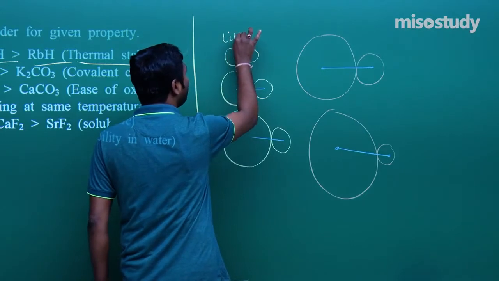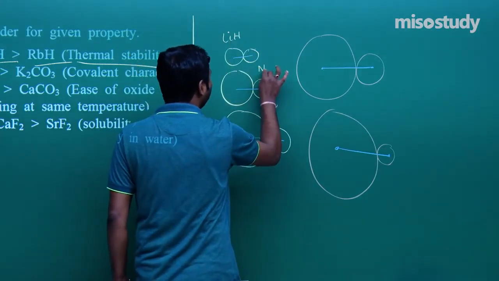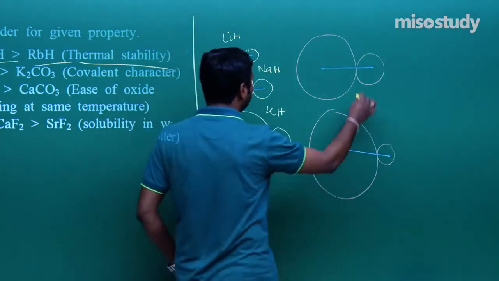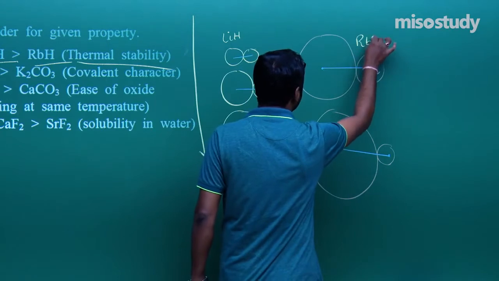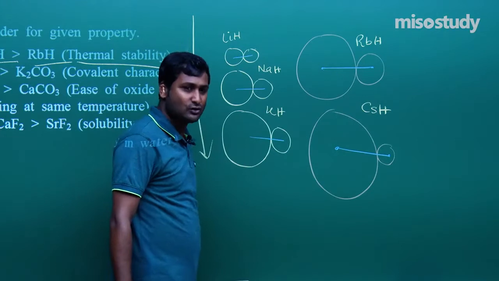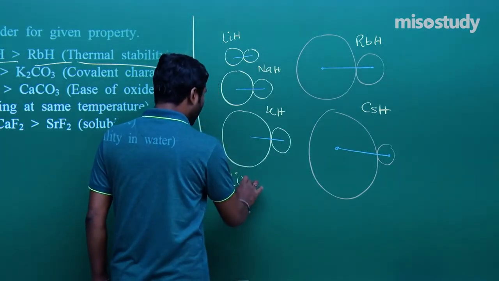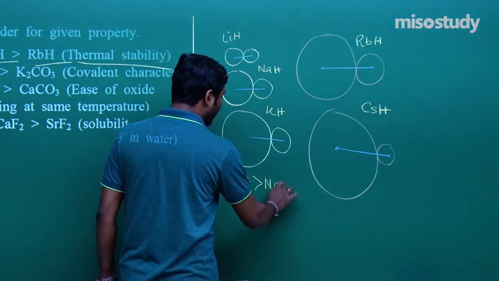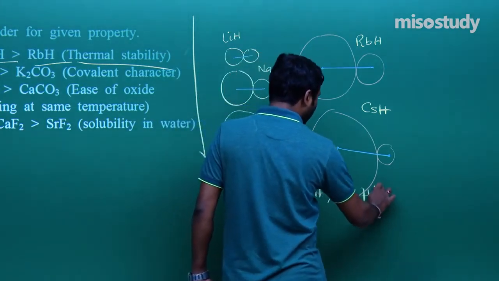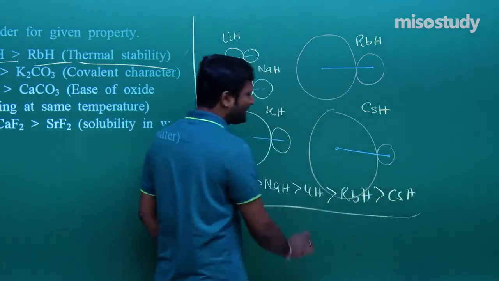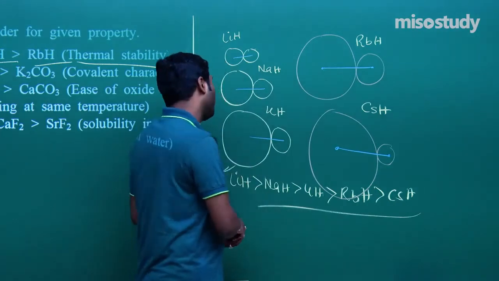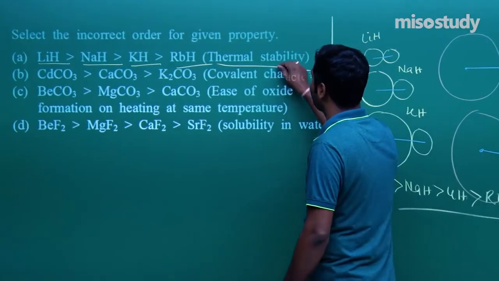LiH is more thermally stable. Then there comes NaH, okay sir. Then there comes KH, is it okay? Then there comes RbH, and then there comes CsH. So the order is LiH, then NaH, then KH, then RbH, then CsH. This is the correct order of thermal stability. Clear? So the first one is the correct option, definitely.